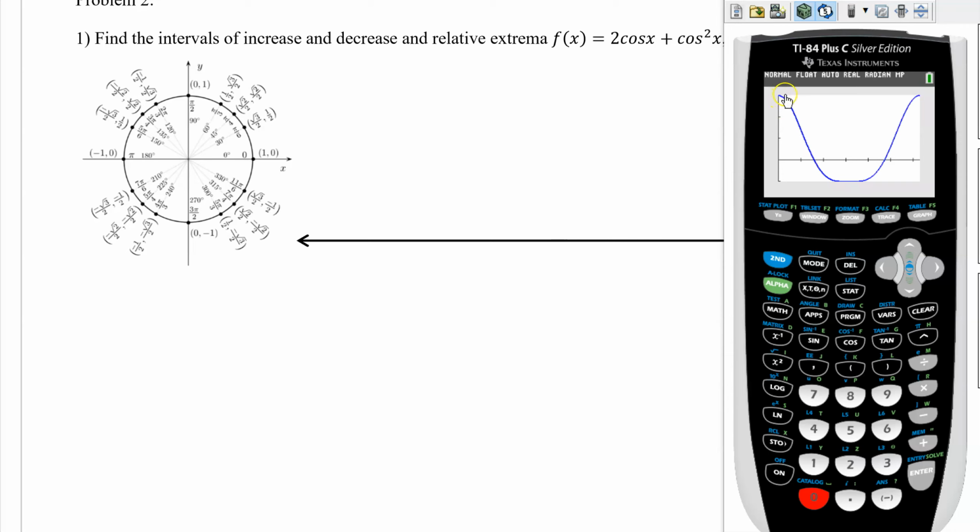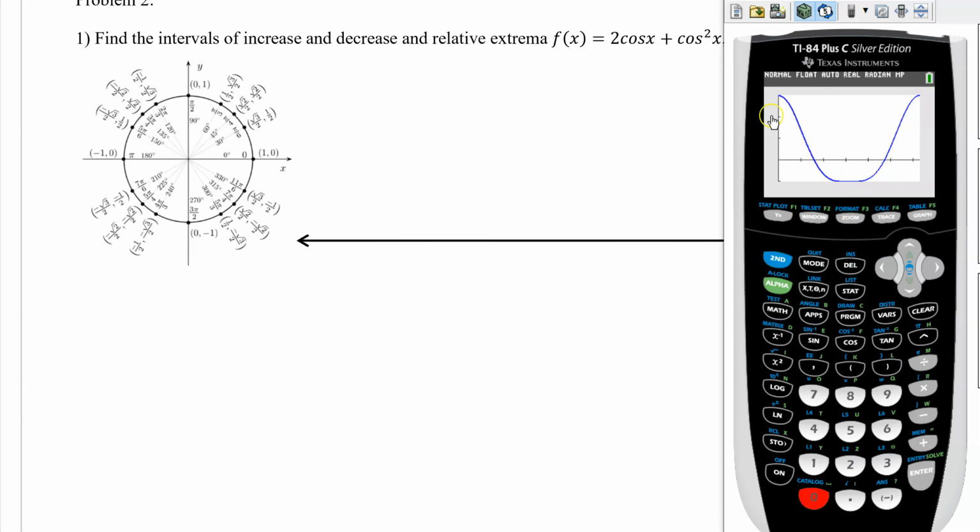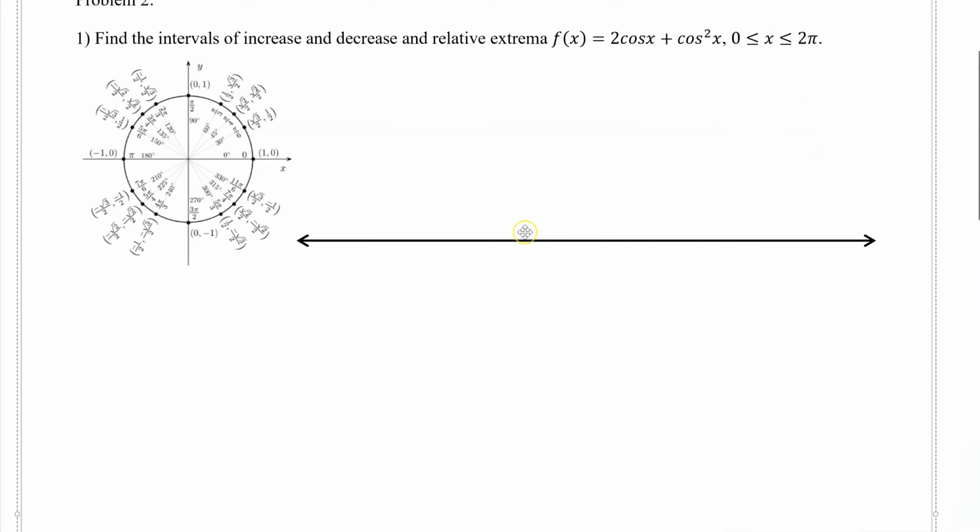So we can see that we're going to be getting a max here and a max here. So critical numbers at 0 and 2 pi. And then it's decreasing to here, and that's our min. So we should get a critical number right in the middle, which is pi, right? And then it's going to increase. So we should get decrease, pi, increase. But we still got to do this all analytically.